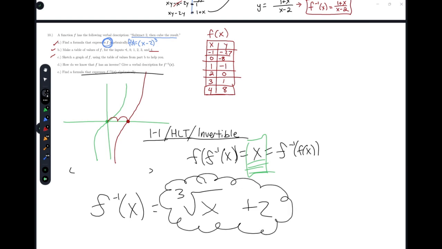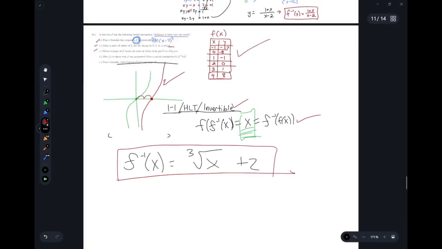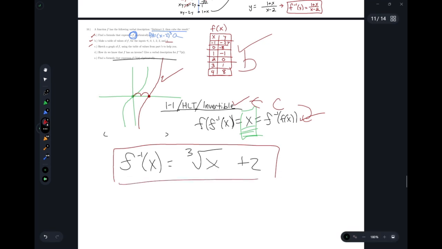You can check it on your own, but looks like it. So we got ourselves a table. We got ourselves a graph. We got ourselves a 1-to-1 proof or a second 1-to-1 proof if you want to be really thorough. And then we got ourselves the actual f inverse, which is that. So A is up here in blue, then B, C, a different way to do C. Wait, this is E? Oh, this was C. C's the graph. Those both D.